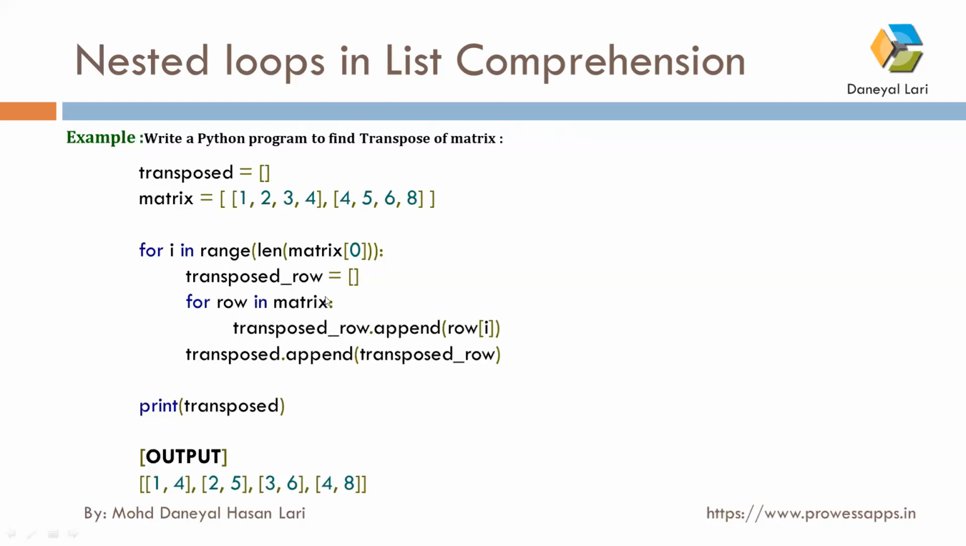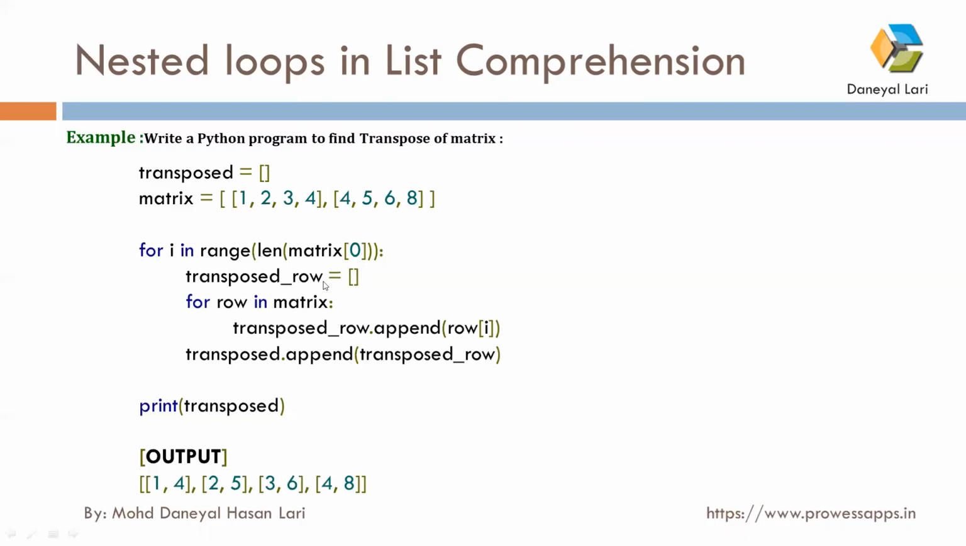So here, row in matrix, so row is my variable and matrix means it will fetch the first row here. Okay. And after that I am calling row I. Row I means I is equal to 0, so it will fetch the 0th index value, that is 1. So it will add the 0th index value into this list, that is, I'm creating a temporary list, and after that it will fetch the next row and its 0th element, so it will be 4. So it will add into this transpose row, so it will generate 1 and 4 into this temporary transpose row.